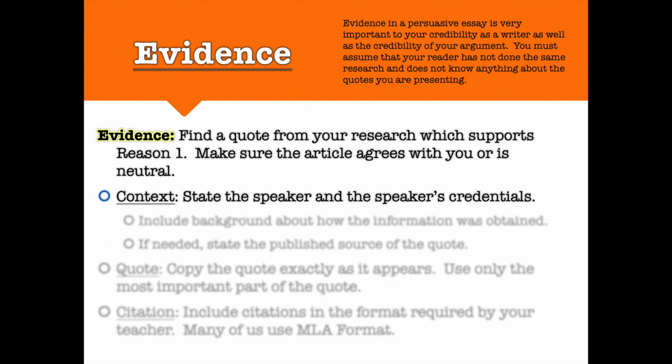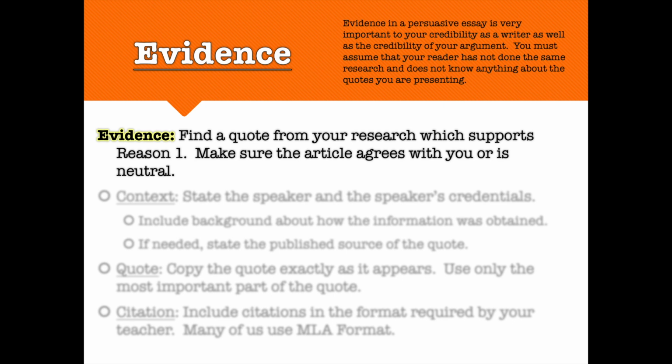So evidence: you want to find a quote from your research which supports reason 1, and make sure the article agrees with you or is neutral. I'm going to do a whole video on how to choose the best evidence, because that in itself can be the hardest part of writing a body paragraph for persuasive writing. But that's the one tip I can give you right now in a shorter video, where I'm trying to squeeze this in a larger context.